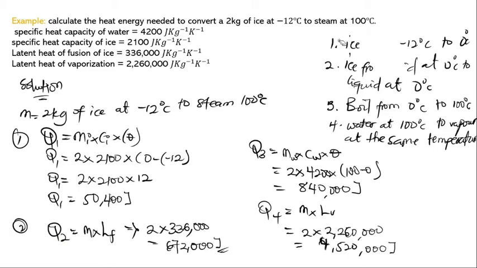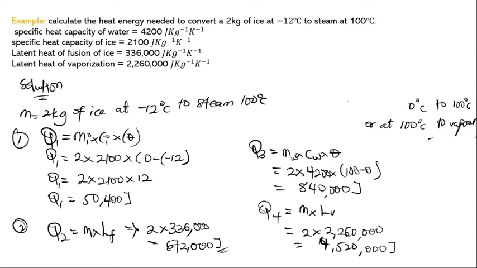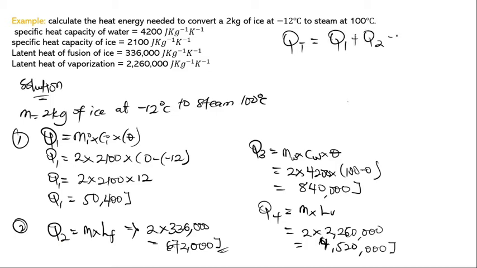All right, so now that we've calculated all our energies needed for the conversion, let's sum all our energies to get our total energy needed to convert the ice from negative 12 degrees Celsius to what? 100 degrees Celsius, that is vapor at 100 degrees Celsius. So our final or our total energy is the sum of what? All the individual energies needed for the 4 processes.